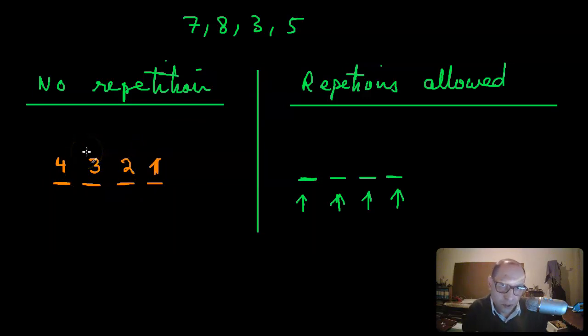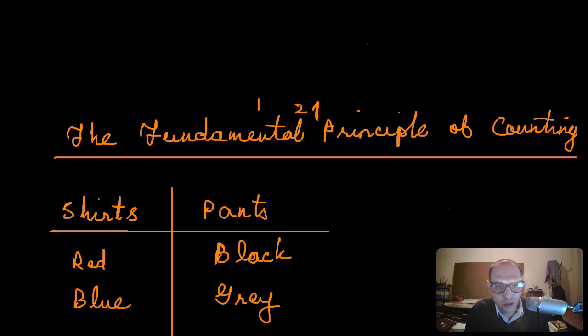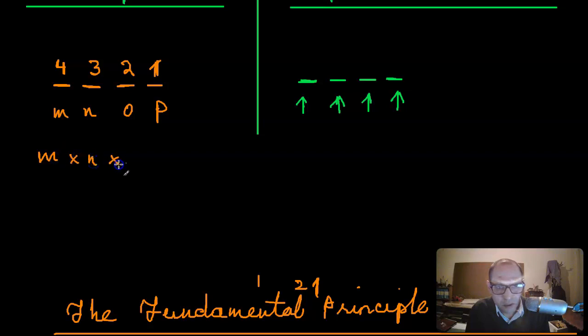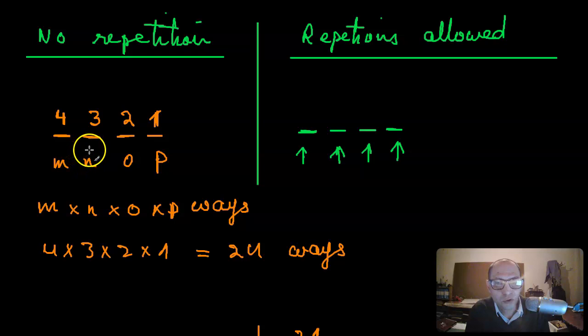And so then all of these events happening together, let's call these M, N, O, and P ways. Then all of them happening together, based on what we said here, the number of ways that those events can happen together is M times N times O times P ways, right? Which means 4 times 3 times 2 times 1, which is the same thing as 12 times 2, which is equal to 24 ways. Which means that in this case, you can make only 24 different numbers, assuming that you don't repeat anything.